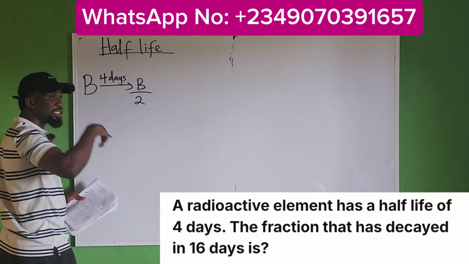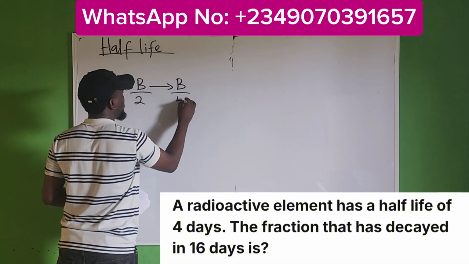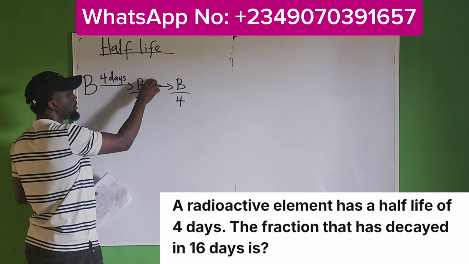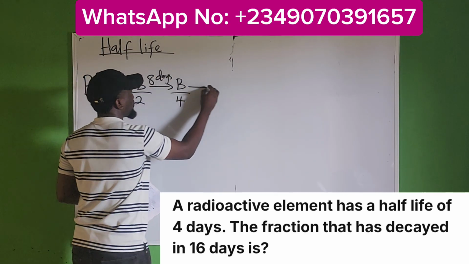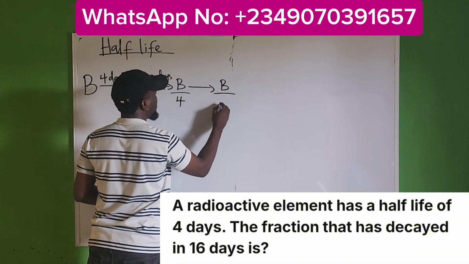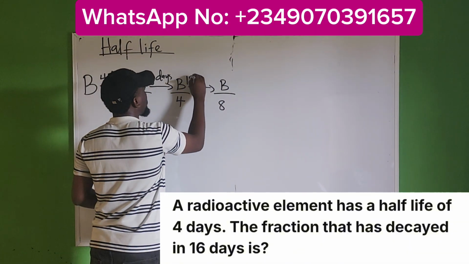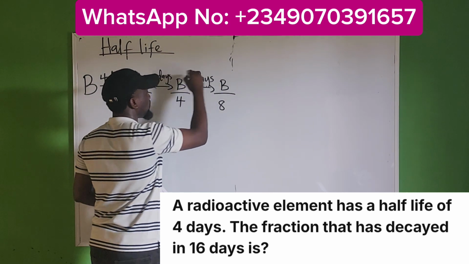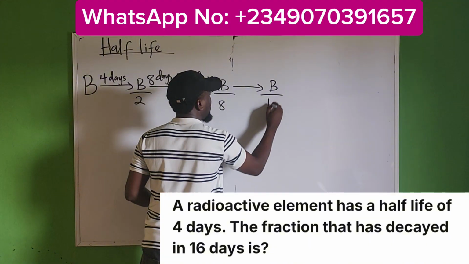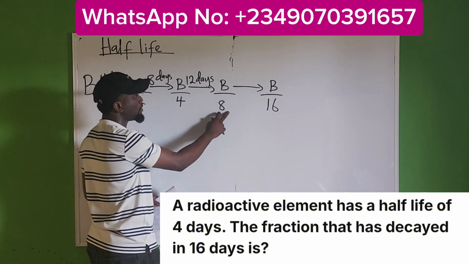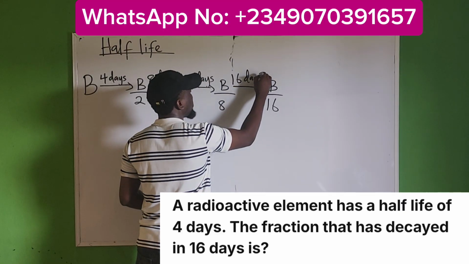For 16 days, so we are getting to 16 days. So this will give us what? B over 4. And if you add 4 to this, that is 8 days. So the next one is what? B divided by 8. So let's add 4 to this. That will give us 12 days. So the next one is what? That's B over 16. That is the half of this. So if we add 4 to this, that is 16 days.